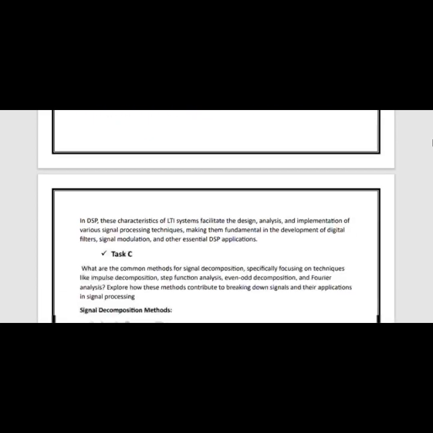In mathematical simplicity, LTI systems have straightforward mathematical representation, making them easy to analyze and design. The adherence to the superposition principle states that the response of a linear system to a sum of multiple inputs is equal to the sum of the responses to the individual inputs. In efficiency in frequency response analysis, LTI systems exhibit a constant frequency response, making it easier to analyze their behavior in the frequency domain. In DSP, these characteristics of LTI systems facilitate the design, analysis, and implementation of various signal processing techniques, making them fundamental in the development of digital filters, signal modulation, and other essential DSP applications.